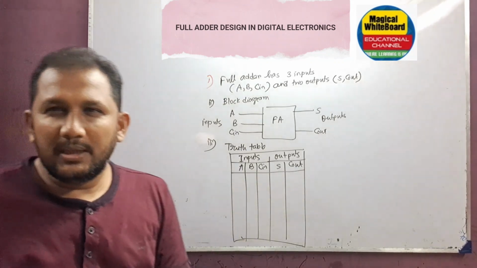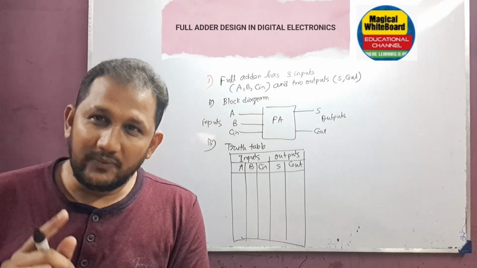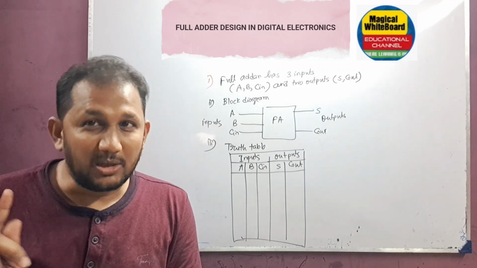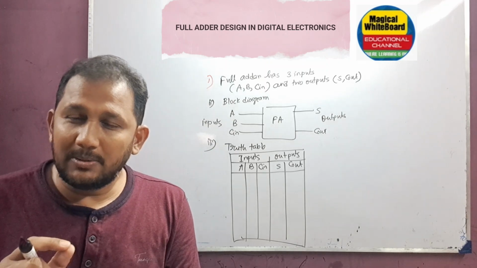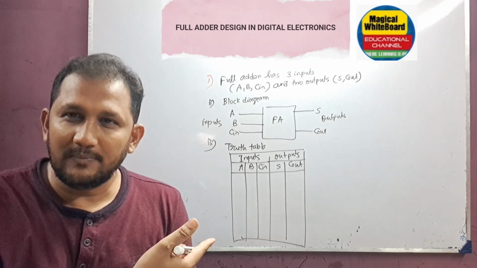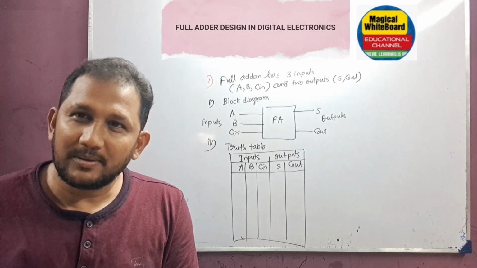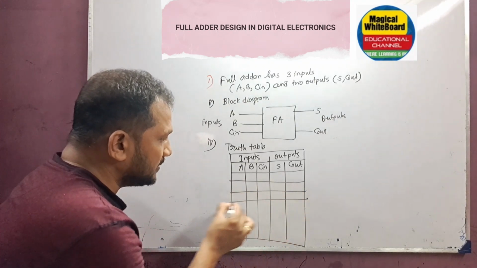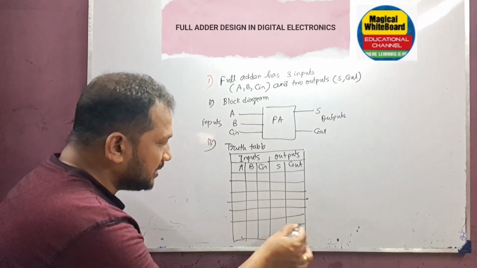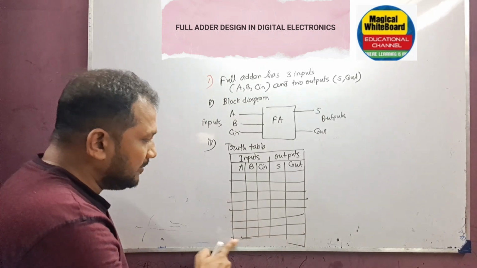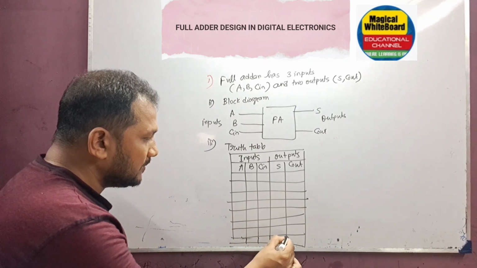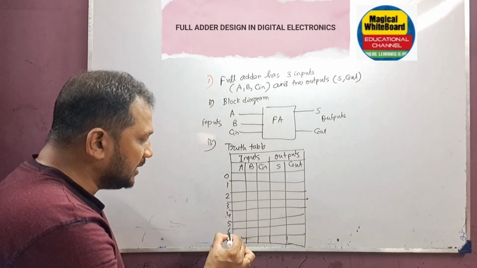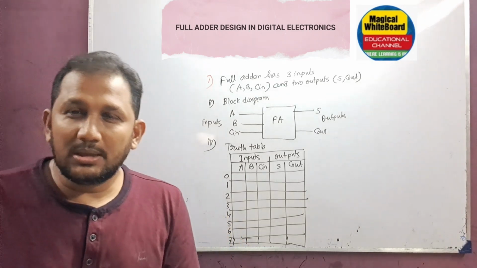And we know if there are n variables in the input combination, then there will be 2 to the power n combinations. This is the rule. Here n is 3, so 2 to the power 3 equals 8. So there will be 8 combinations of inputs: 1, 2, 3, 4, 5, 6, 7, 8. The decimal values are 0, 1, 2, 3, 4, 5, 6, 7. So these are the number of rows.